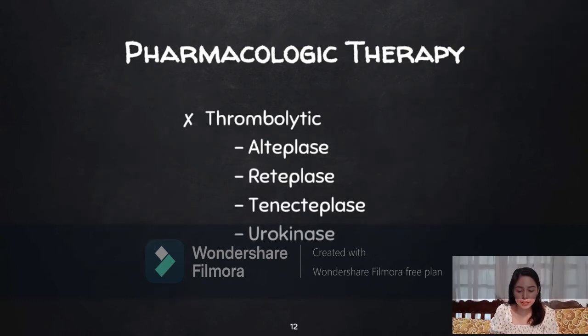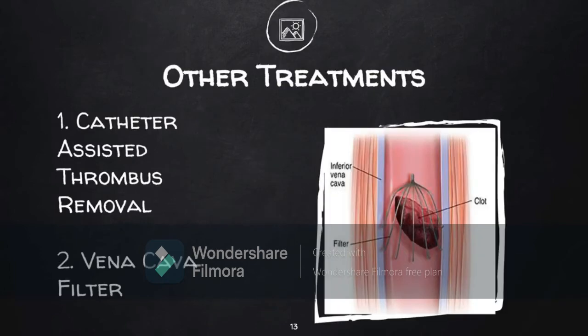Lastly are the thrombolytics. It lyses and dissolves thrombi in at least 50% of patients. The advantages of this therapy include less long-term damage to the venous valves and a reduced incidence of post-thrombotic syndrome and chronic venous insufficiency. Here are some other treatments for venous thromboembolism.